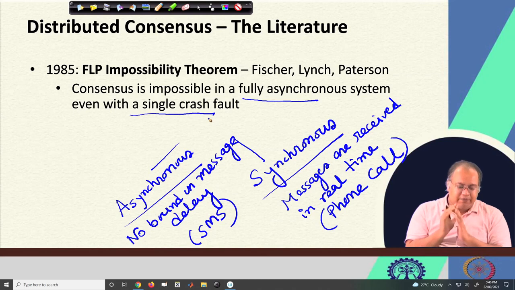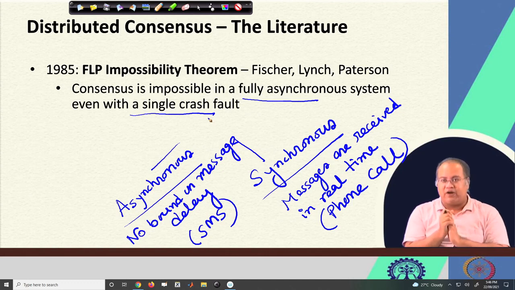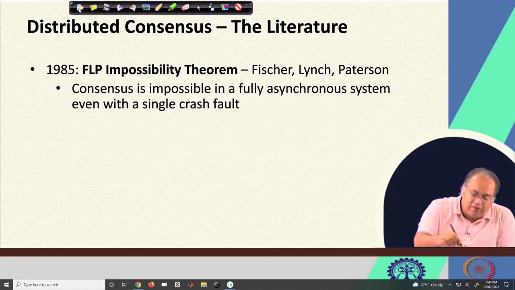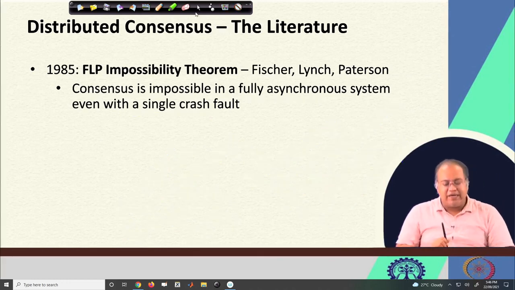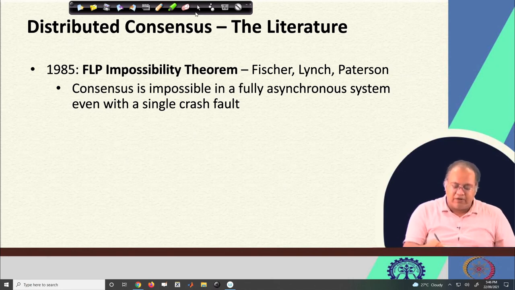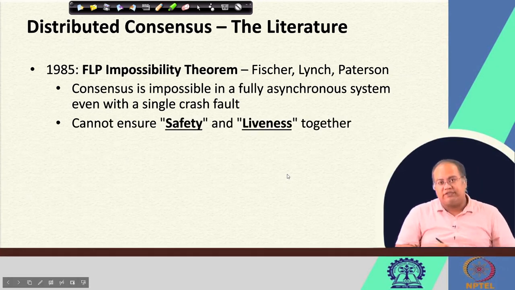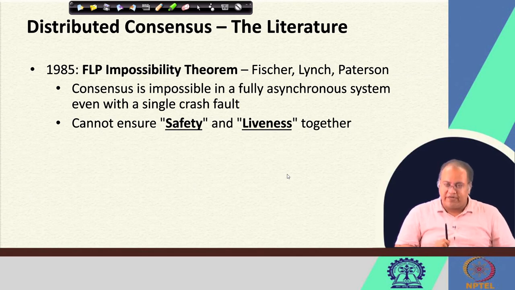So the FLP impossibility theorem says that consensus is impossible even with a single crash fault over a fully asynchronous system. Now, what does it mean that consensus is impossible? Typically, whenever we talk about distributed consensus, we talk about two properties of the consensus. One is called safety and the second one is called liveness.